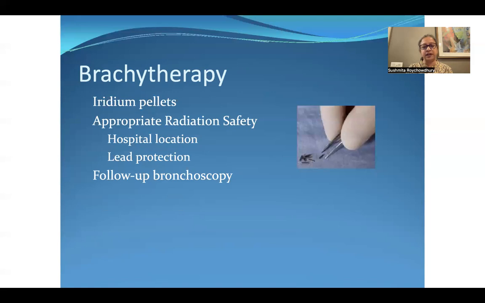So iridium pellets are taken with appropriate radiation safety. Then with lead protection, bronchoscopy is done and they are placed. And then post brachytherapy, follow-up is done to look at the amount of inflammation inside and the status of the lesion.